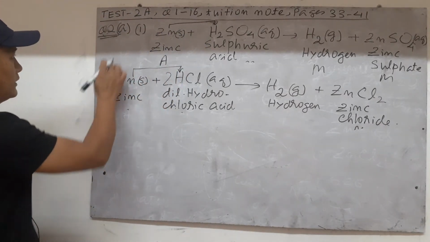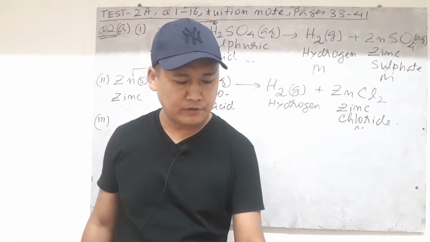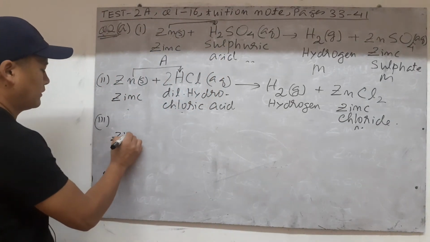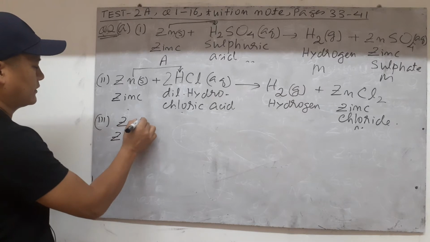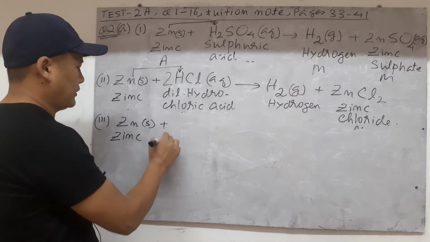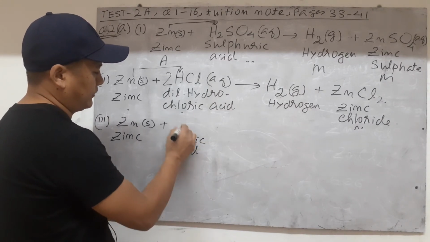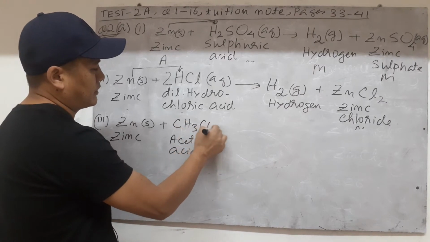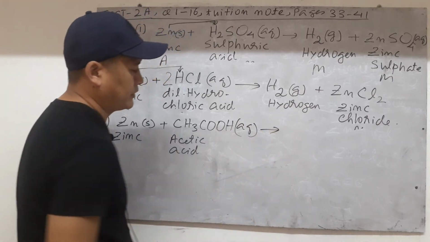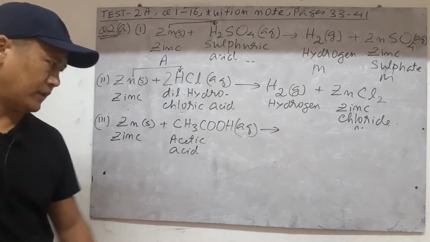Question number A, subheading 3. Start from the beginning at the top. The reaction of zinc with acetic acid. So zinc again, you write, and we know the symbol for zinc is Zn. If you want, solid. Then it reacts with acetic acid. So write the formula, acetic acid. And we know the acetic acid formula is CH3COOH, aqueous, because acids are usually dissolved in water. That is not so strict anyway, but if we can write it, it's good.